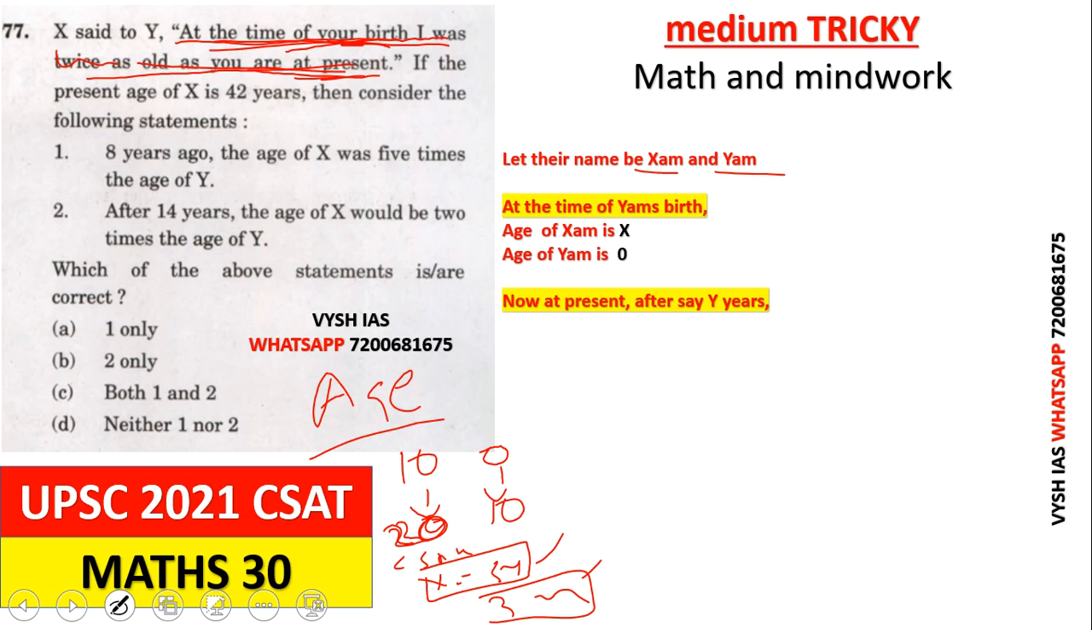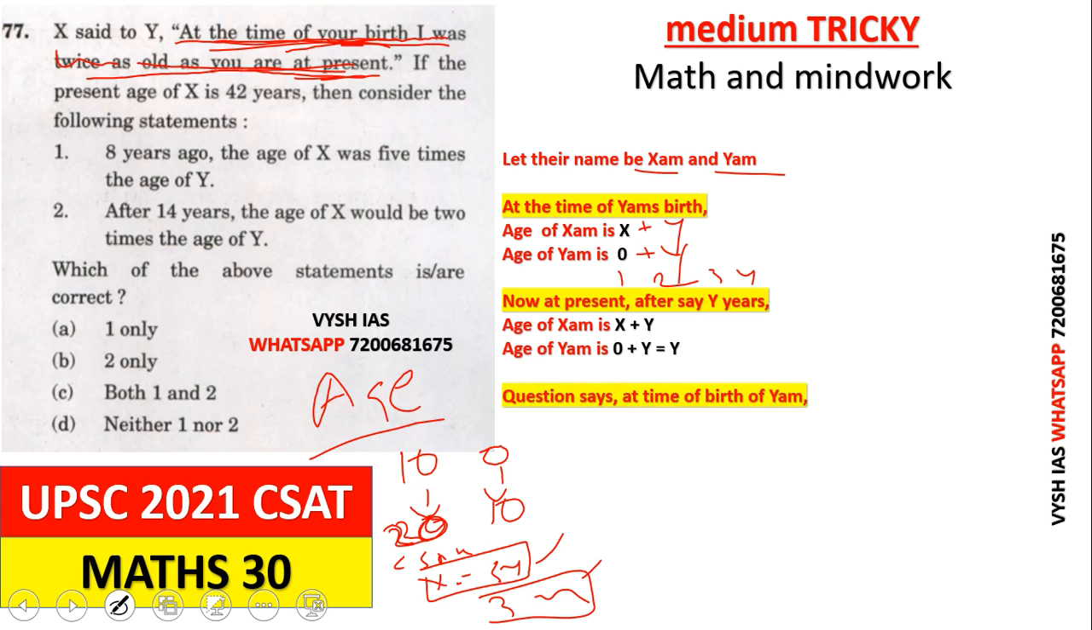Now at present, meaning after Y years. Suppose it is after 1 year, Yam will be 1. After 2 years, Yam will be 2. After 3 years, Yam will be 3. So we are considering that after Y years, his age will become Y. After Y years, X will become X plus Y years, and 0 will become 0 plus Y, that is, Y years. After Y years, Yam has become Y years. We got this many equations now.